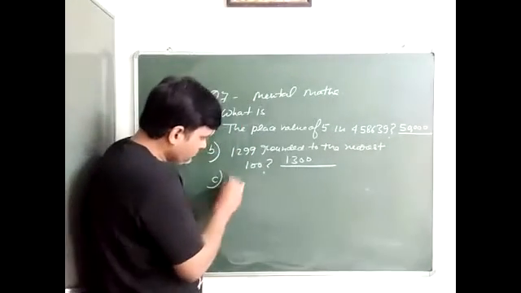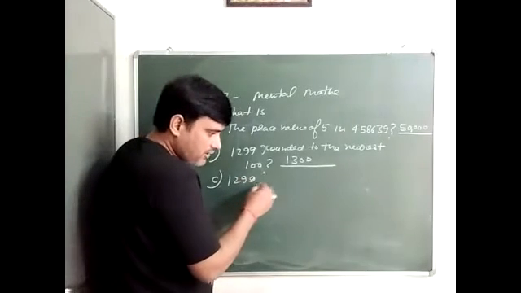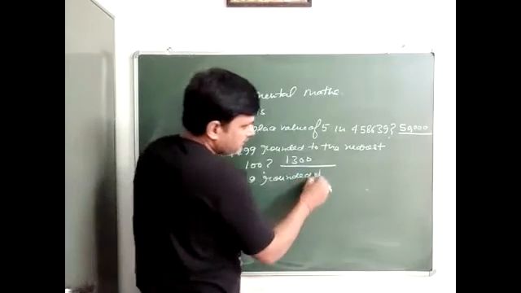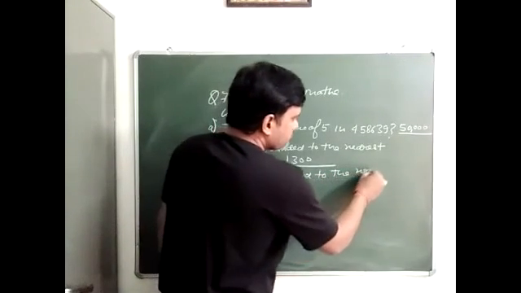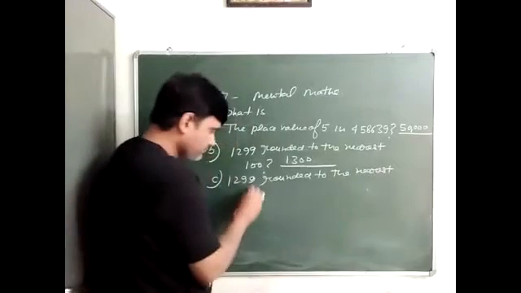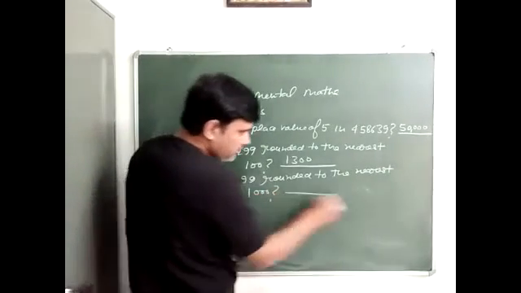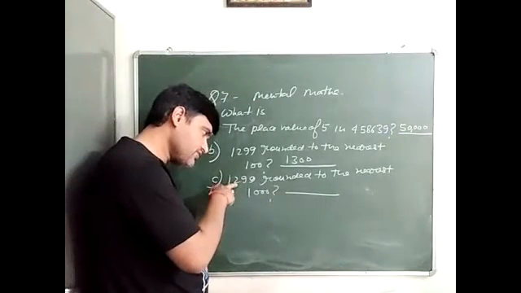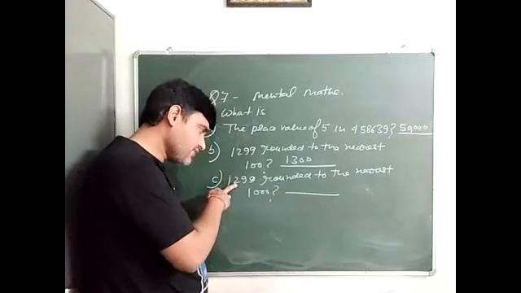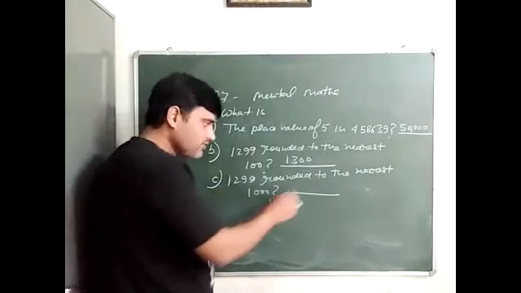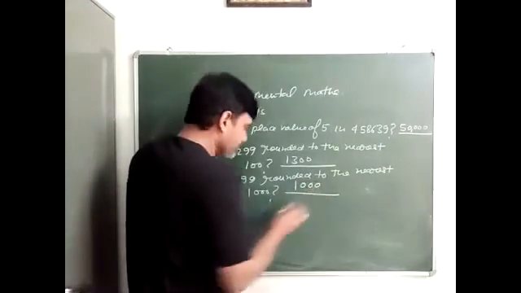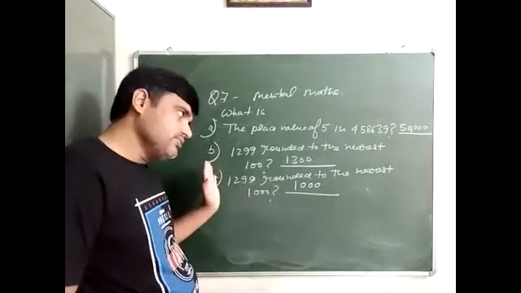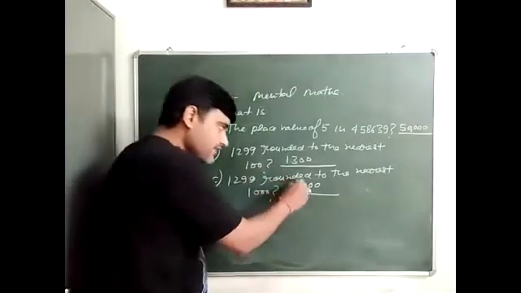C. 1299 rounded to the nearest 1000. For 1000 we check the 100 position, it is 2 and 2 is less than 5. There is no change at 1000 position, so we write 1000. Or we can say that 1299 is nearer to 1000, so we write here 1000.